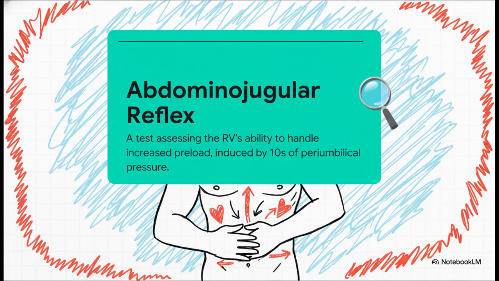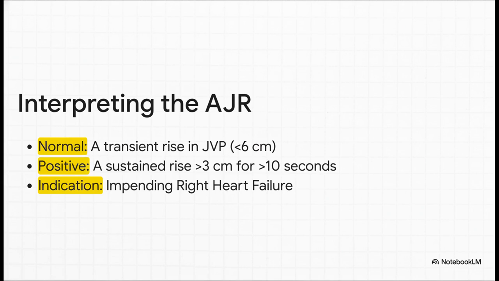Well, we can use a provocative maneuver called the abdominojugular reflex, or AJR. You might have heard the older term hepatojugular reflex, but AJR is what we use now. Basically, you apply firm, steady pressure right around the belly button for a good 10 seconds. What this does is squeeze blood from the abdominal circulation back towards the chest, giving the right side of the heart a sudden extra load of blood to handle. How the heart responds to this little stress test tells us a ton about the right ventricle's health. A normal, healthy right ventricle just takes that extra blood in stride, so you'll only see a small, temporary rise in the JVP.